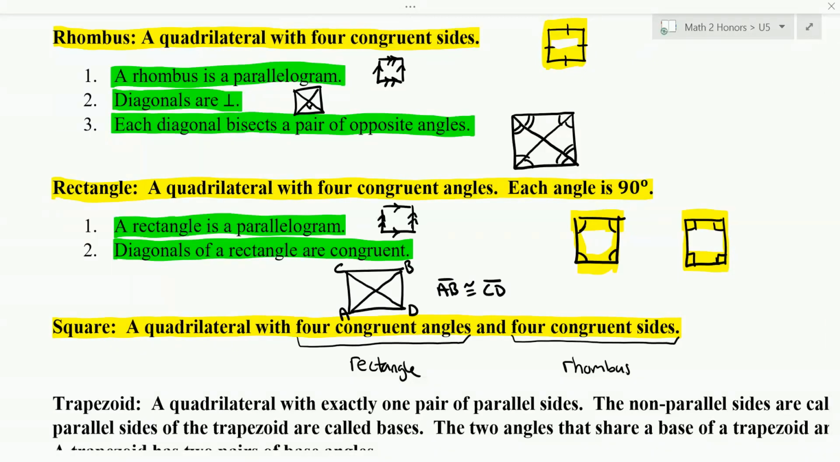And I'm not listing any properties here, but a square has the most properties. It's got all the properties of a rectangle. It's got all the properties of a rhombus. And because those are parallelograms, it's got all the properties of the parallelogram. So everything we've highlighted green so far applies to a square. Okay.